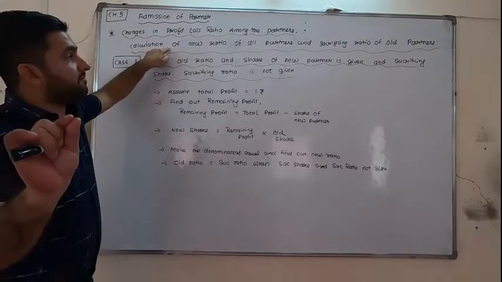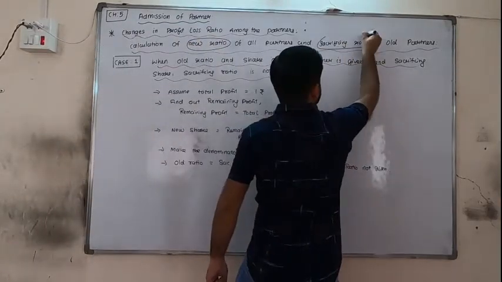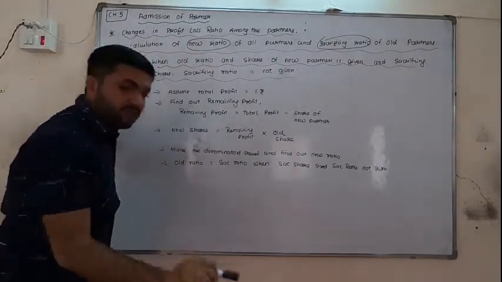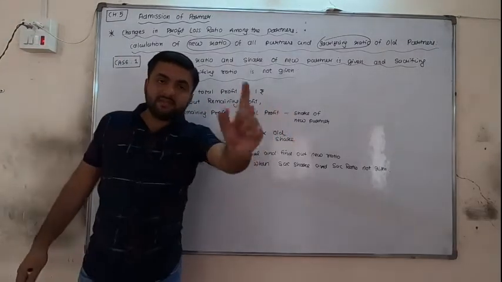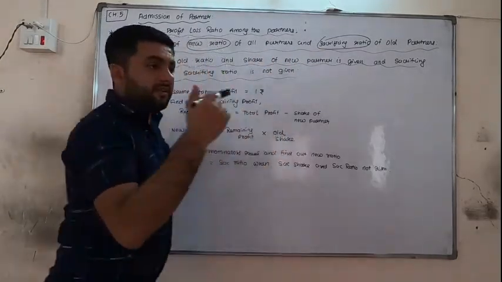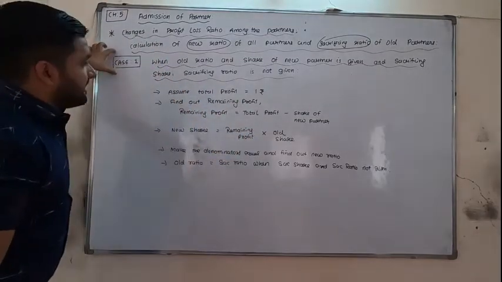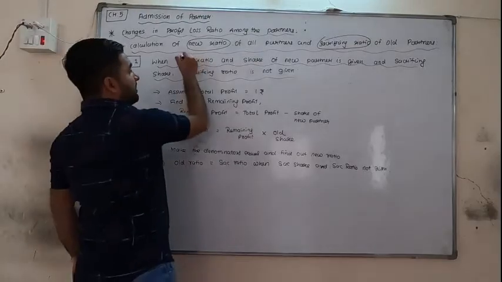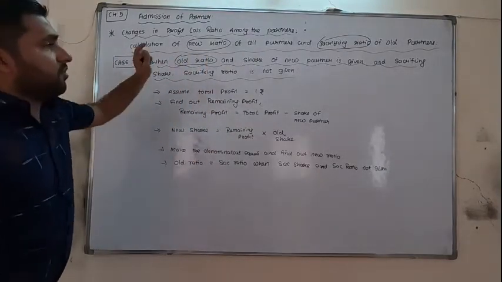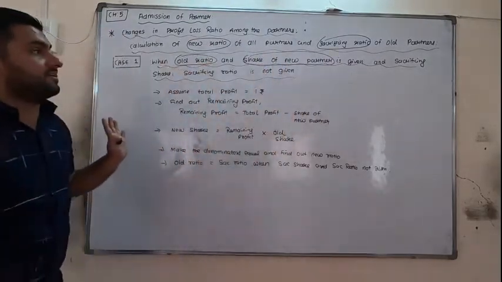In the sum, our main thing, our base for all the cases, for case 1 to 8, is to calculate the new ratio and the sacrificing ratio. And according to the information given, we will solve the sum. And in case 1, what will be given? See, you don't have to highlight this; for your understanding, I am highlighting. In case 1, old ratio and share of new partner will be given. Nothing else is given.